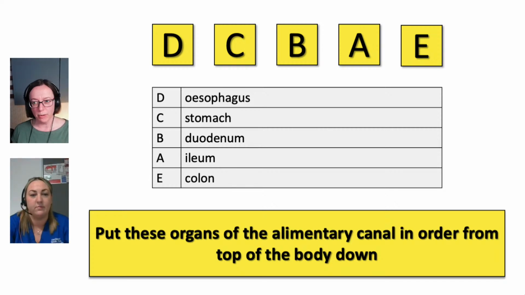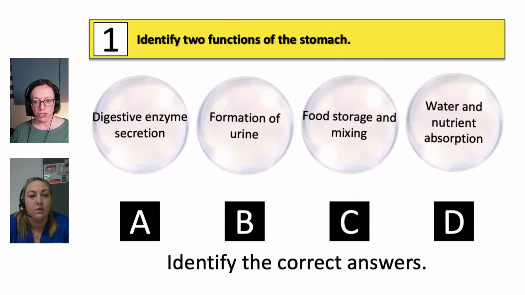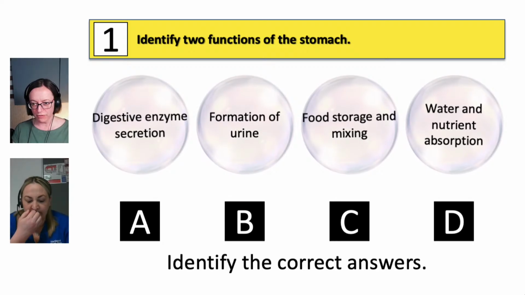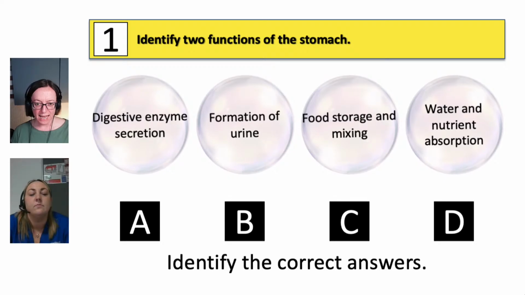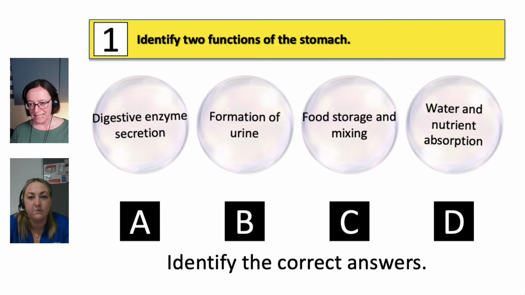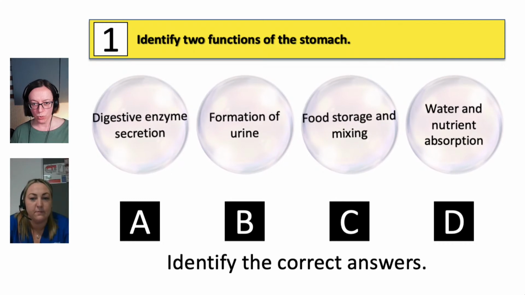Or you might want to come up with a little rhyme to help you remember it. Okay, I'm aware that we are nearly out of time, so let's quickly run through these. A bubble quiz. The number of answers that are correct ranges from 0 to all 4, so let's have a look. Identify 2 functions of the stomach. A, digestive enzyme secretion. B, formation of urine. C, food storage and mixing. D, water and nutrient absorption.